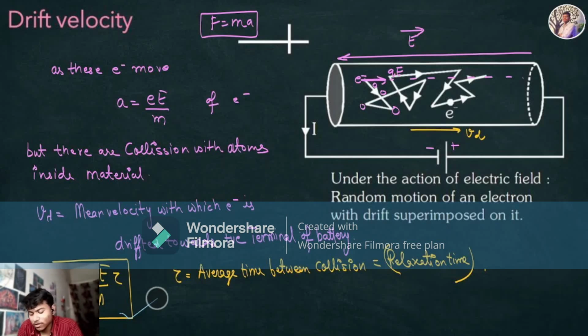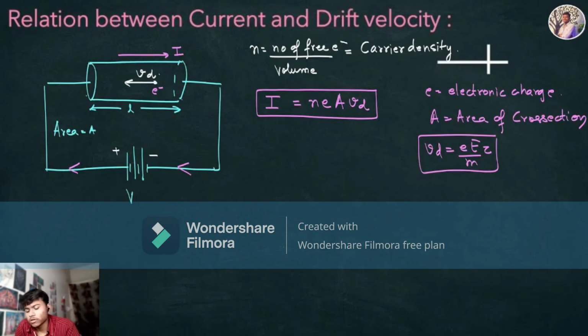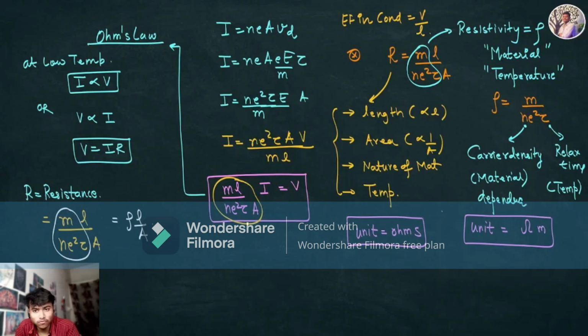The formula is E tau by m, where there are collisions between the atoms. We can also say the drift velocity is the mean velocity of all electrons drifting towards the terminal of the battery. Since there is random motion, it is called drift velocity. The relation with current is I equals n e A vd, where n is the number of electrons per unit volume. You have to learn this relation for numericals.